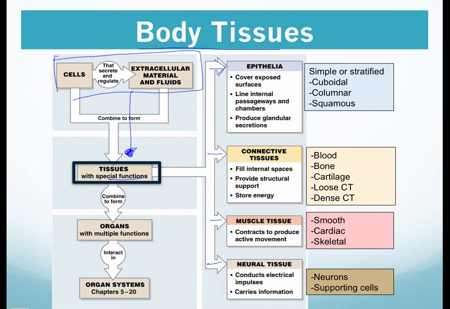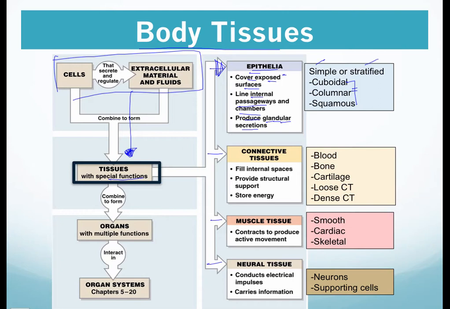We have epithelial tissue. These cover exposed surfaces, whether that's on the outside of our body, so we know this as our skin, and then also the inner part of our body, all the way from our oral cavity down to our anus, that inner long canal called the alimentary canal. Lining internal passageways and chambers, our respiratory system is also composed of this epithelial tissue, and it produces glandular secretions. A lot of our sweat, a lot of our mucus, all of that is produced by this epithelial tissue. And so there are three main types of epithelial tissue that we have. They can either be classified as being single layered or multiple layered.